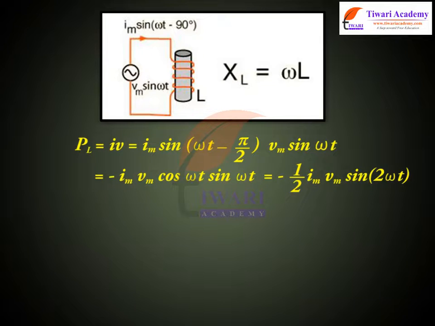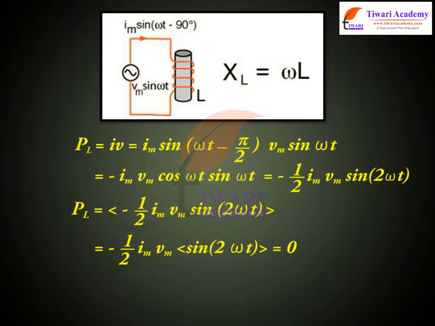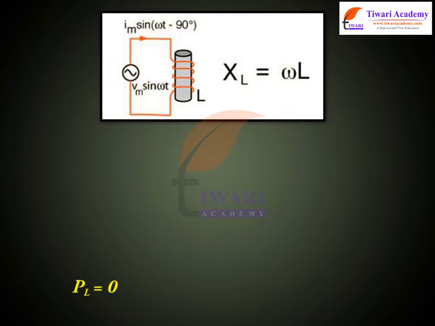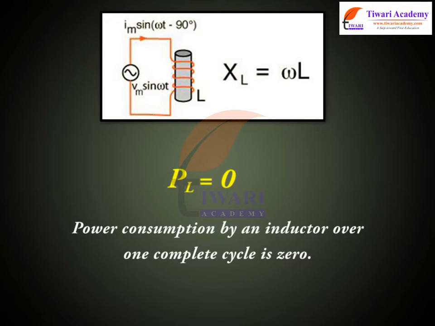The average power consumption over a complete cycle is PL = average of −1/2 Im Vm sin 2ωt = −1/2 Im Vm times the average of sin 2ωt, which is equal to 0. PL is equal to 0. Therefore, power consumption by an inductor over one complete cycle is 0.